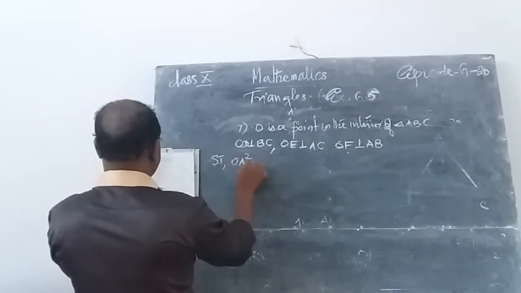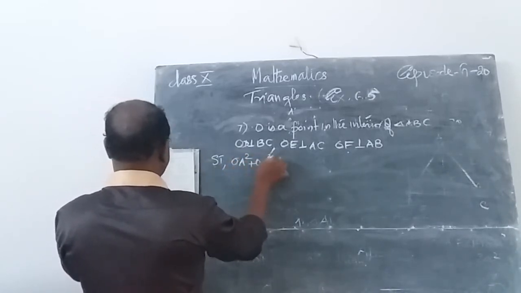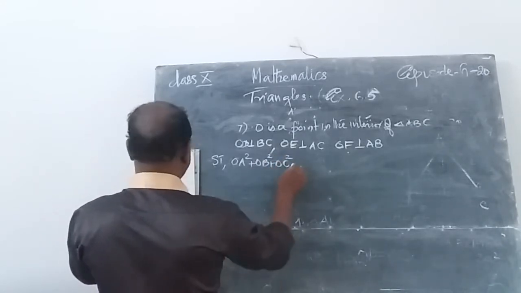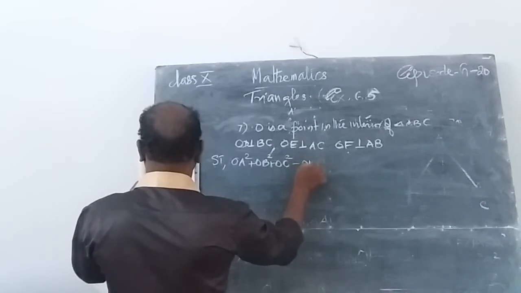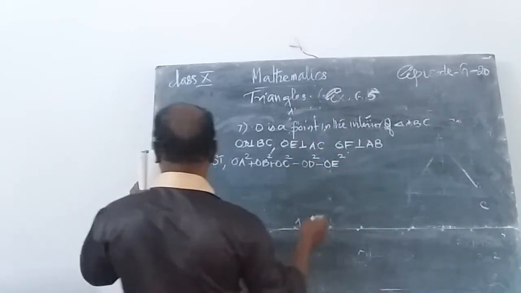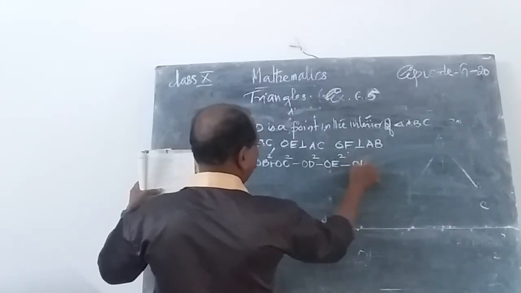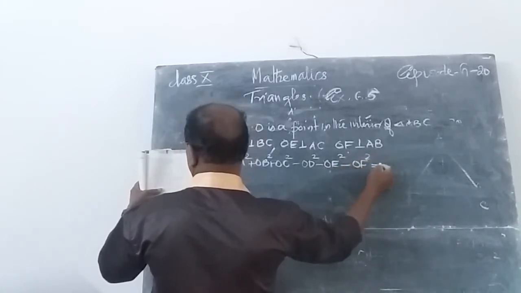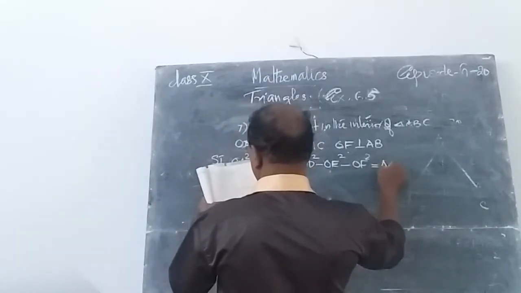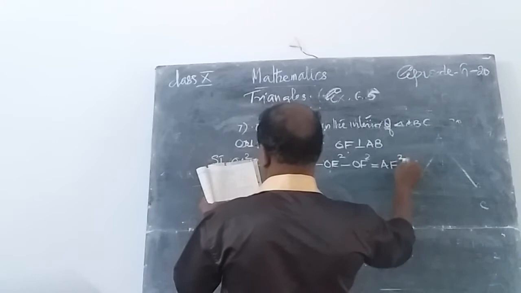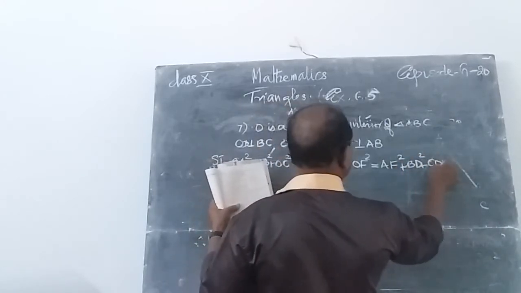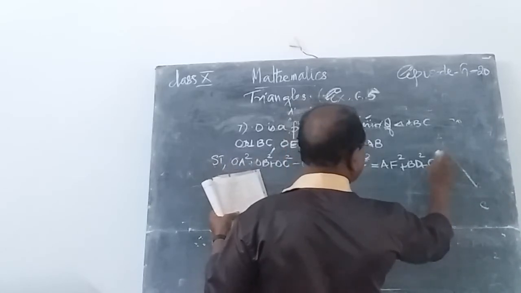OA square plus OB square plus OC square minus OD square minus OE square minus OF square is equal to AF square plus BD square plus CE square.